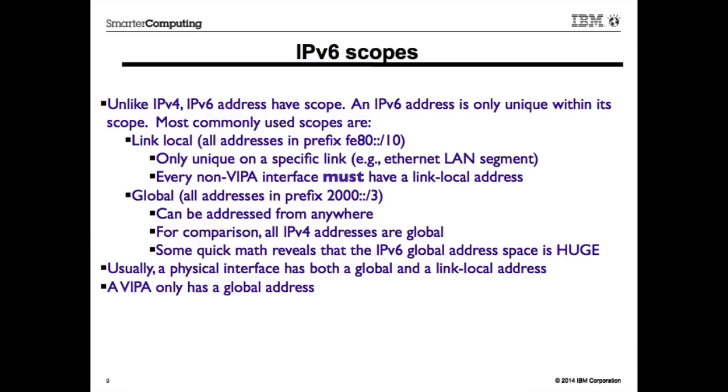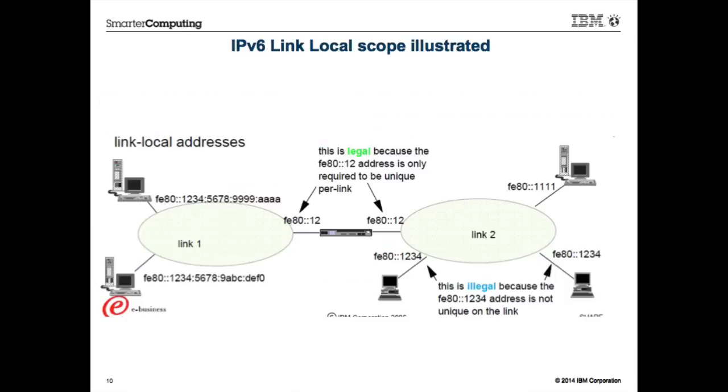All right, so slide 10 just gives you an illustration of link local scope. I have a picture of 2 networks connected by a router. You'll notice the router has 2 interfaces that have the same link local address. You've got FE80::12 on both sides of the router, and that's legal because that address is only required to be unique within the specific link. And it's the only FE80::12 on link 1 and the only FE80::12 on link 2, so that's legal.